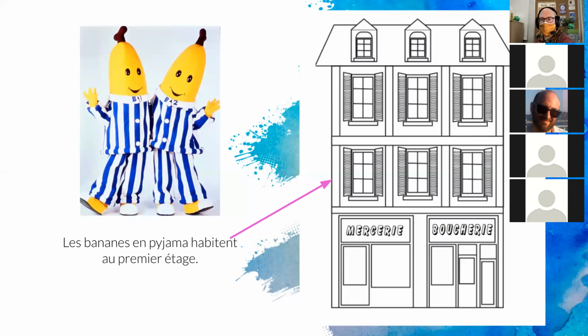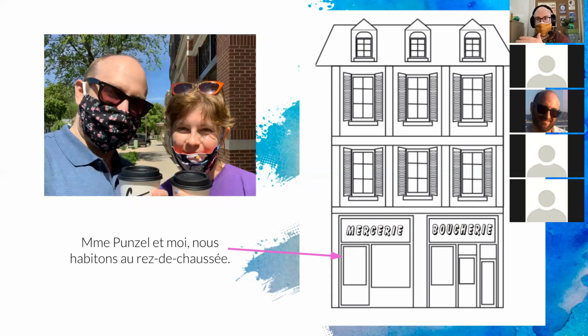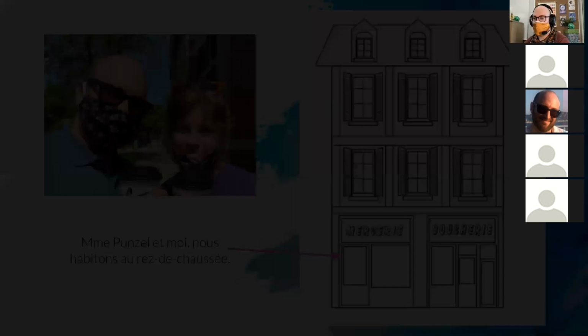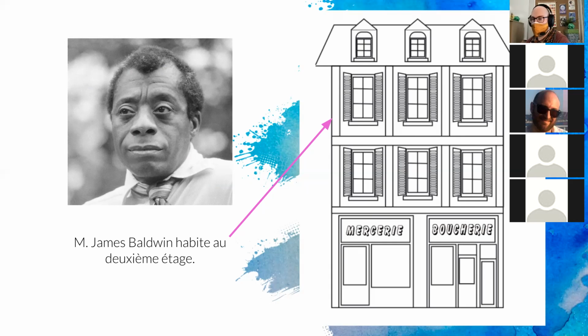So we talked about this yesterday, but what's a little different about French floors, the way the French talk about floors? Yeah, the ground. So the first floor is what we would call the second floor. So the ground floor is called le rez-de-chaussée. So they have a ground floor, le rez-de-chaussée, and then le premier étage is what we would call the second floor. Okay. And then here I've used les bananes en pyjama. I don't know why, just random.